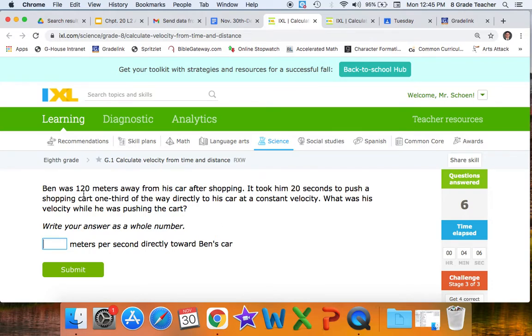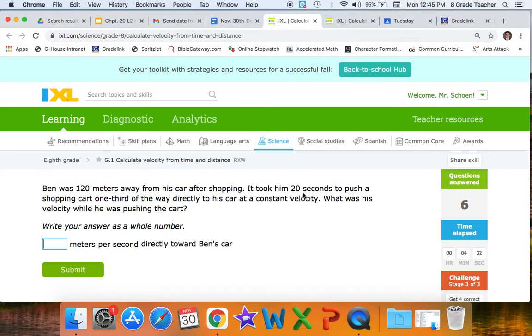Notice it says Ben was 120 meters away from his car after shopping. It took him 20 seconds to push the shopping cart 1/3 of the way there. So you have to immediately think, well, he didn't go 120 meters in 20 seconds, but that's what it wants you to say. He only went 1/3 of the way there, so what's 1/3 of 120 in those 20 seconds? That's actually how fast he's traveling, because he didn't travel the 120 meters in those 20 seconds.